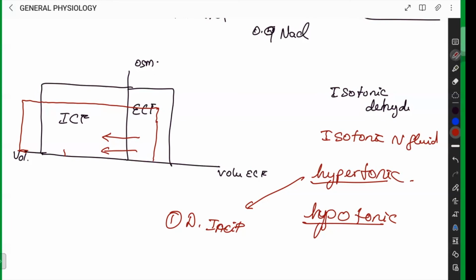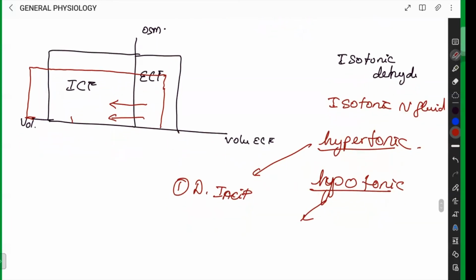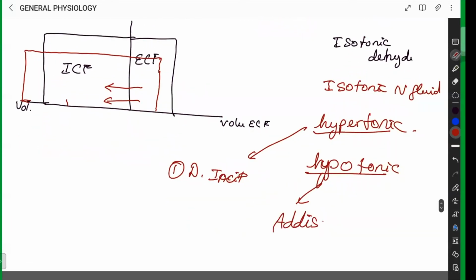Next, what happens in hypotonic? For example, in Addison's disease and in renal failure, what happens in all these conditions? There is going to be an increase in the water amount in the body, in your ECF. So water increases and tone decreases.